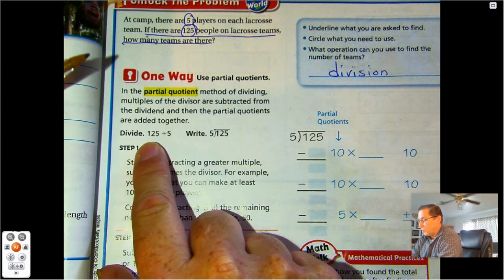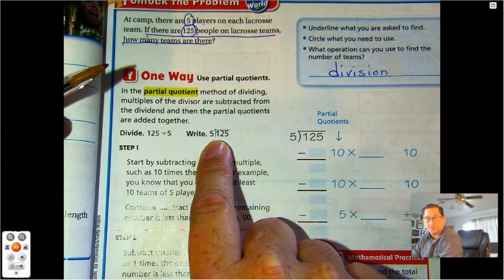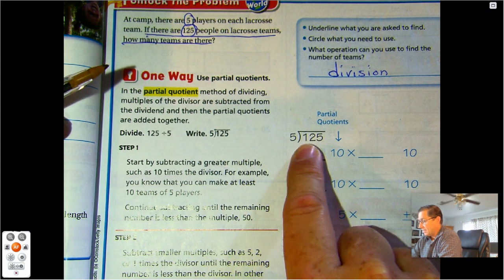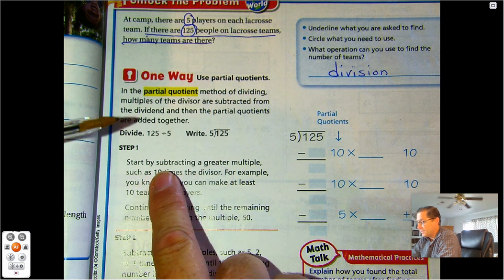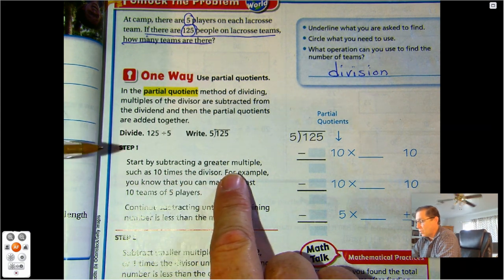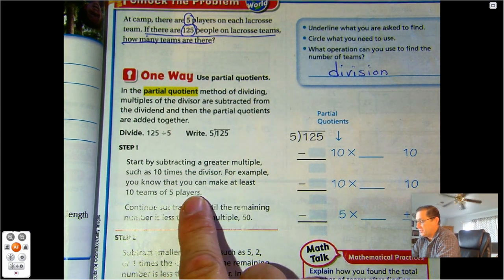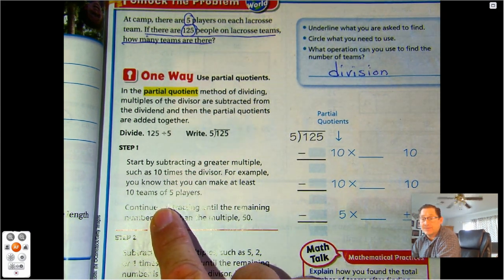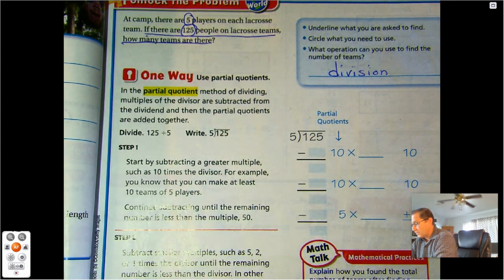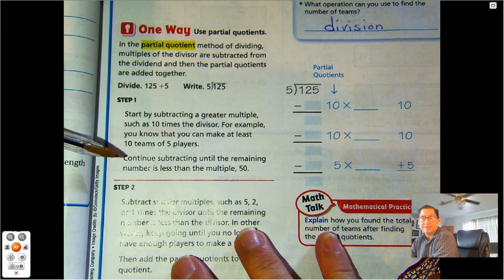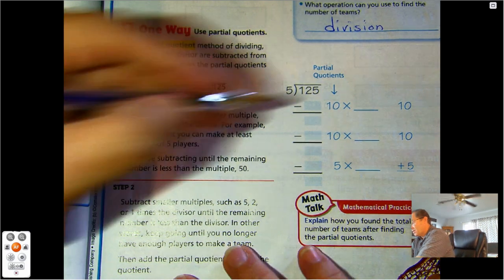So 125 divided by 5 can also be written as 125 divided by 5. So we're going to write 125 divided by 5 like this. And step 1, start by subtracting a greater multiple, such as 10 times the divisor. For example, you know that you can make at least 10 teams of 5 players, right? Because 10 times 5 is 50, and 50 is less than 125. So we're going to do that, and then we're going to continue subtracting until the remaining number is less than the multiple 50. So let's start here.